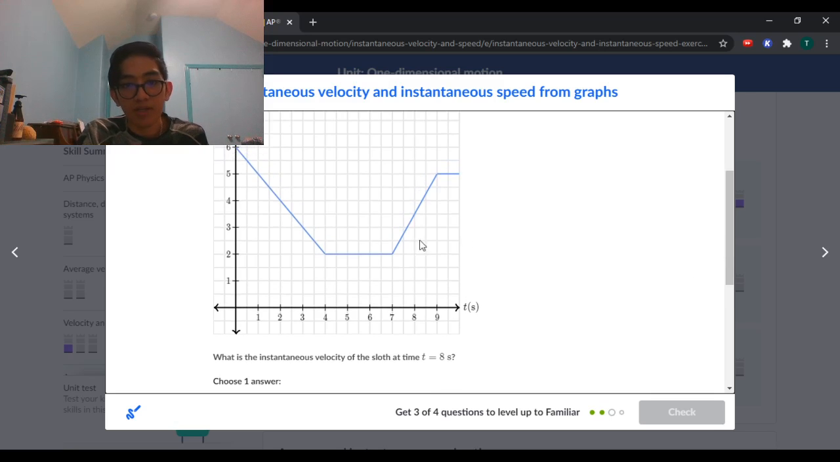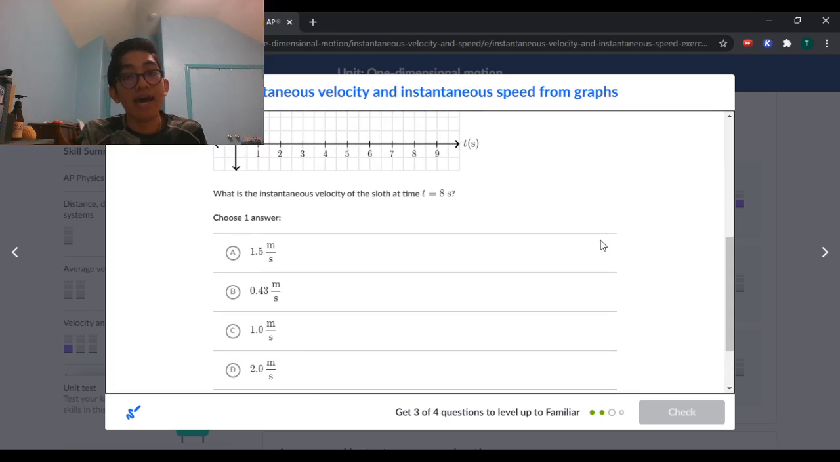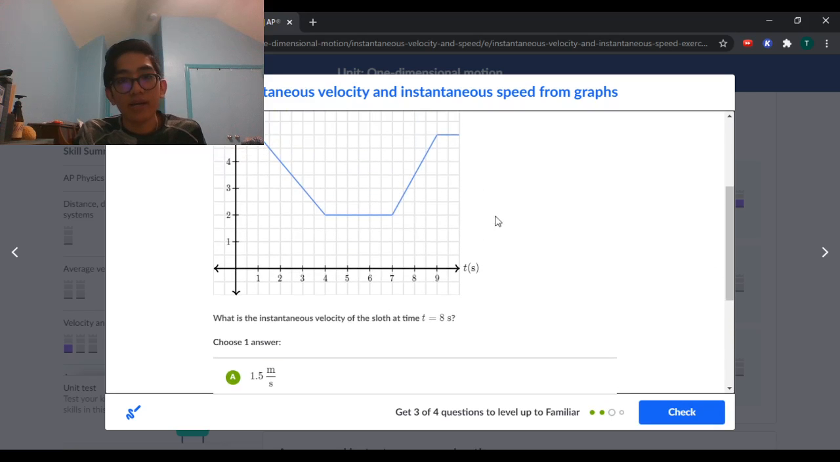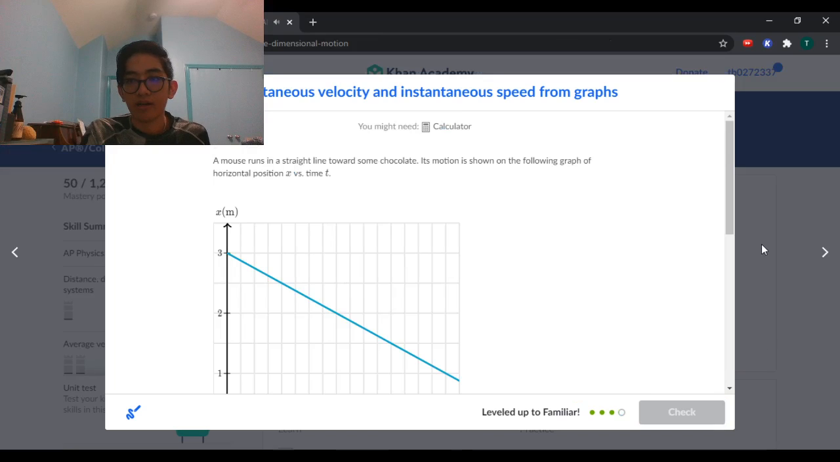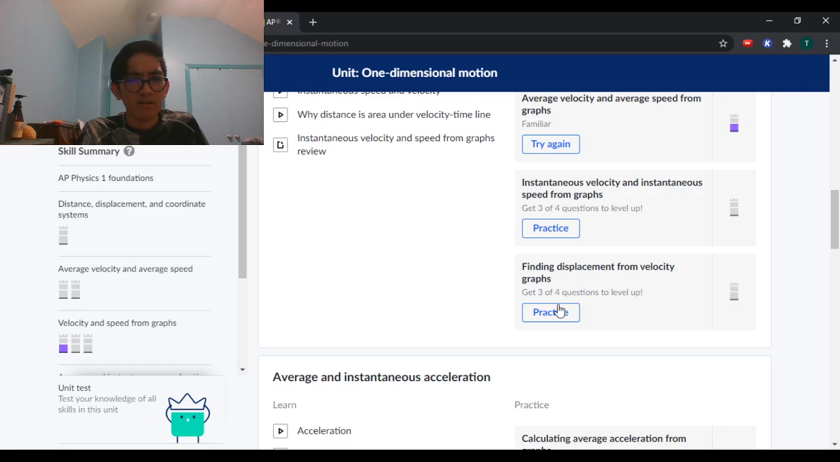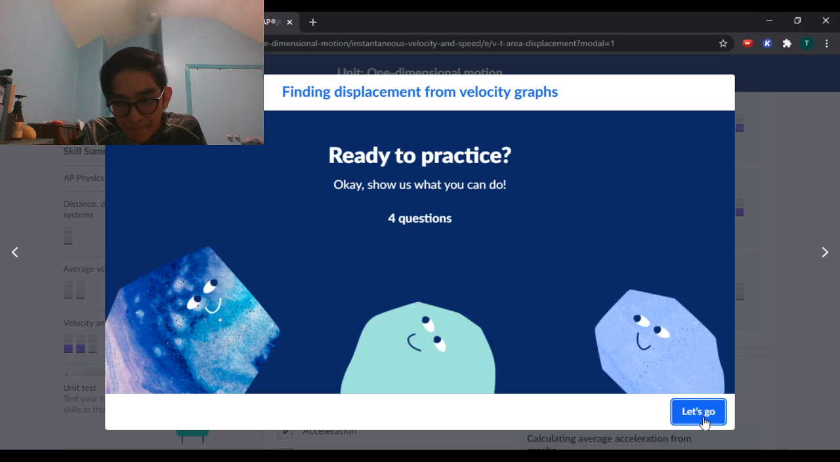So what is the slope, or I would say the average velocity, between 9 and 7? Well, 5 minus 2, 3, right? Displacement over a period of 2 seconds, 1.5. We've been traveling at 1.5 at 8 seconds, right? Why? Because the slope between 7 and 9 seconds is 1.5 meters per second. There you go. All right, and finally, our last review that would bring everything together is finding displacement under a velocity graph, right?